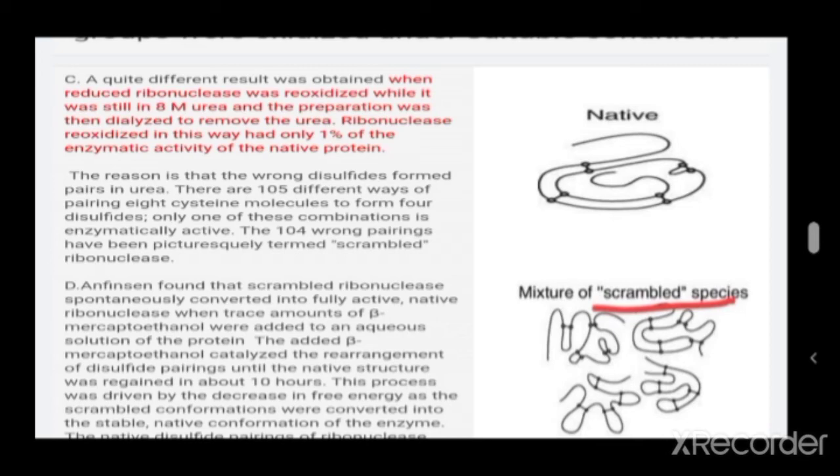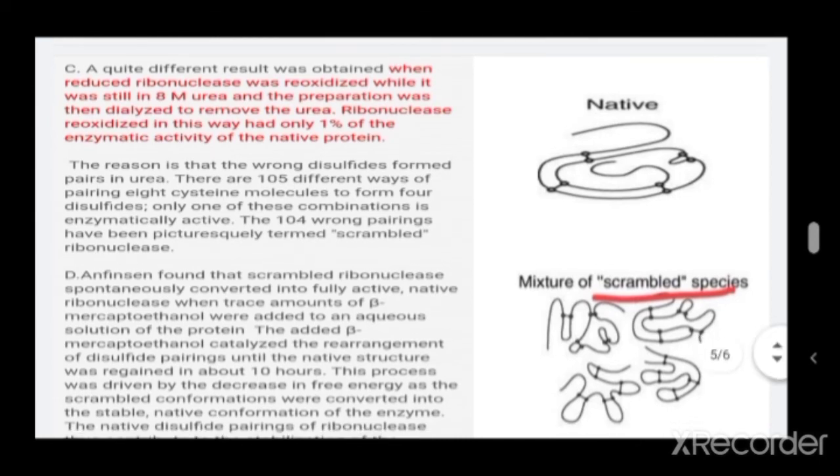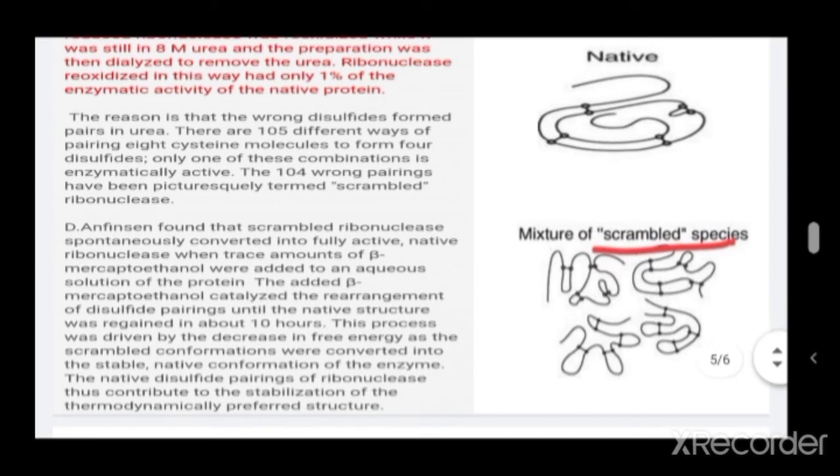So when you are removing the mercaptoethanol, that is, reoxidation takes place, but it was still in 8M urea. So in that condition also there will be randomly formed disulfide bonds, and it leads to inactive protein. So in the fourth step, Anfinsen found that the scrambled ribonuclease spontaneously converted into fully active, or the native, ribonuclease when trace amounts of beta-mercaptoethanol were added to an aqueous solution of the protein.